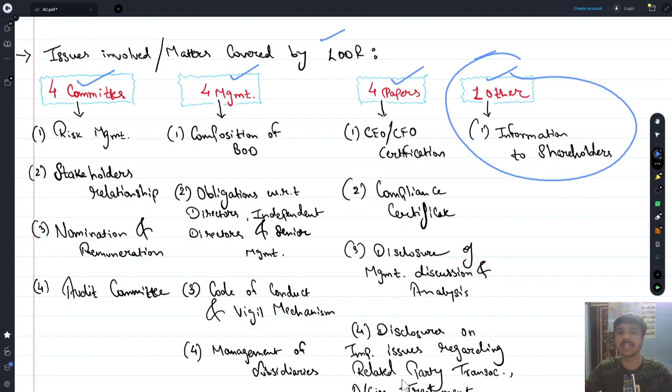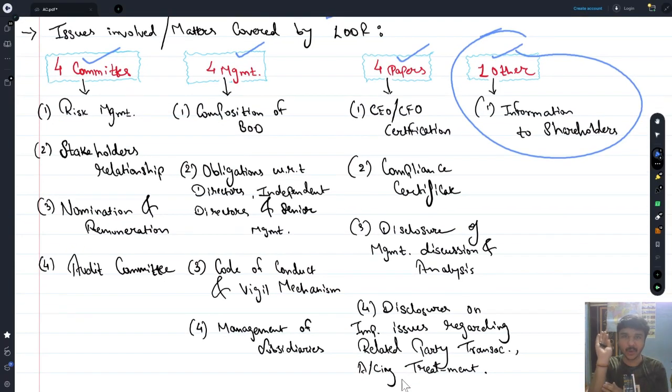This bifurcation is not given anywhere. This is what I have bifurcated it. So what is related to paper? What is the paper? It's a document. So yeah, CEO CFO certification, it's a paper, right? That's why LODR covers this part. Second is compliance certificate, again a certificate, it's a paper.